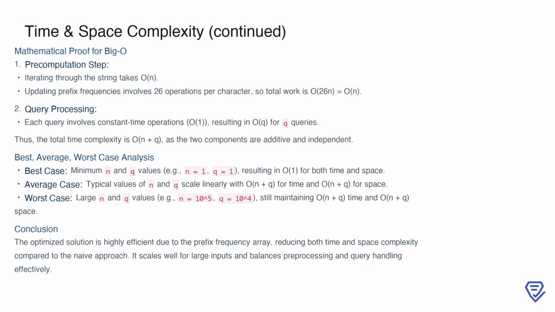In the average case, typical values of N and Q scale linearly, resulting in O(N + Q) for both time and space. Even in the worst case, with large values such as N equals 10^5 and Q equals 10^4, our solution still maintains O(N + Q) efficiency. This demonstrates that the optimized approach is highly scalable. By leveraging the prefix frequency array, we achieve a balance between pre-processing and query handling, making the solution efficient for input sizes of all scales.